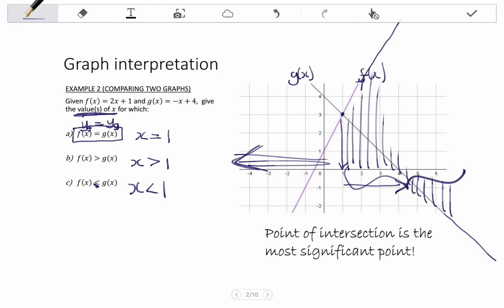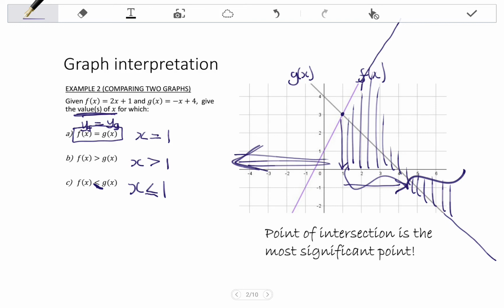But I change it to also be or equal to. So where's the graph of f of x less than g of x? Where x is less than 1. But where's f of x equal to g of x? At x equals 1. So this is x is less than or equal to 1.